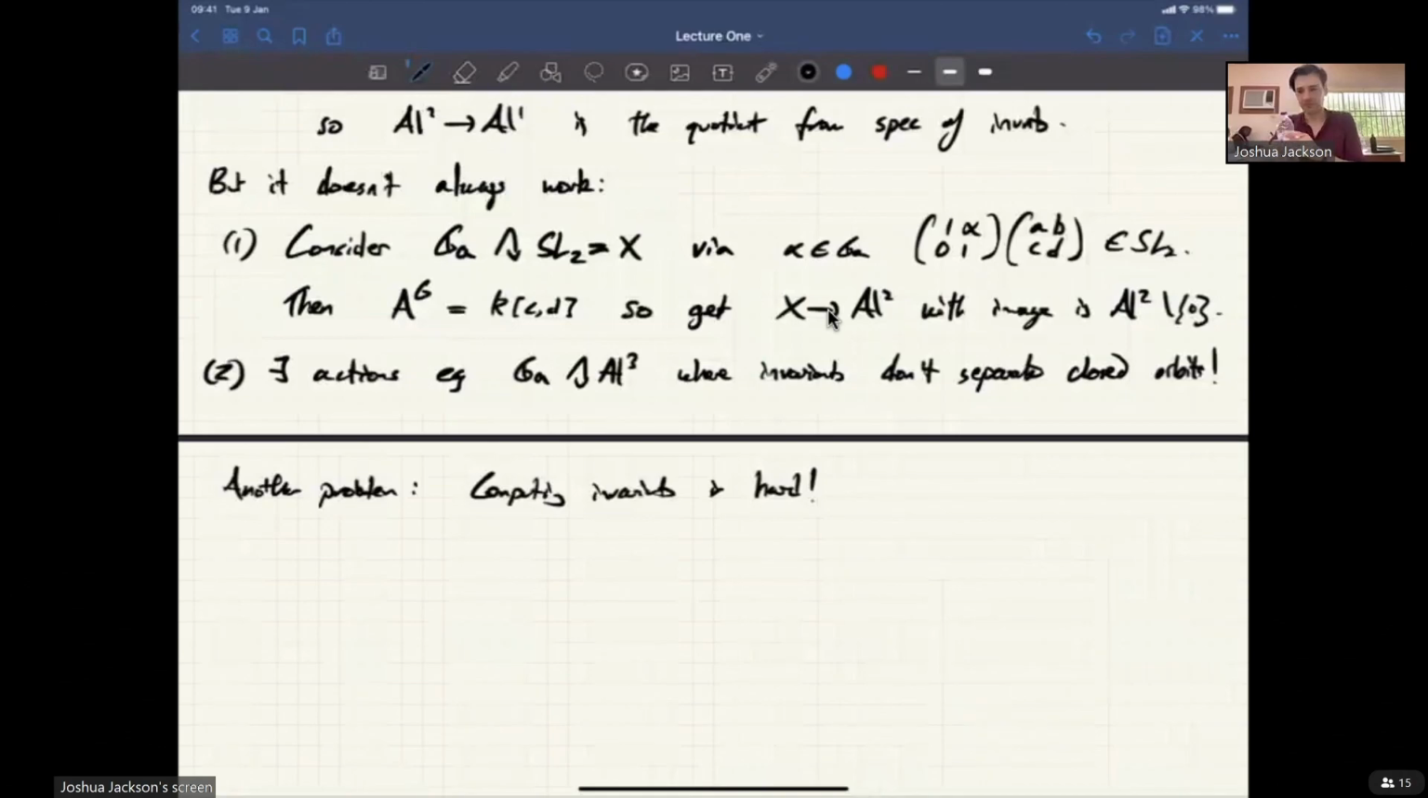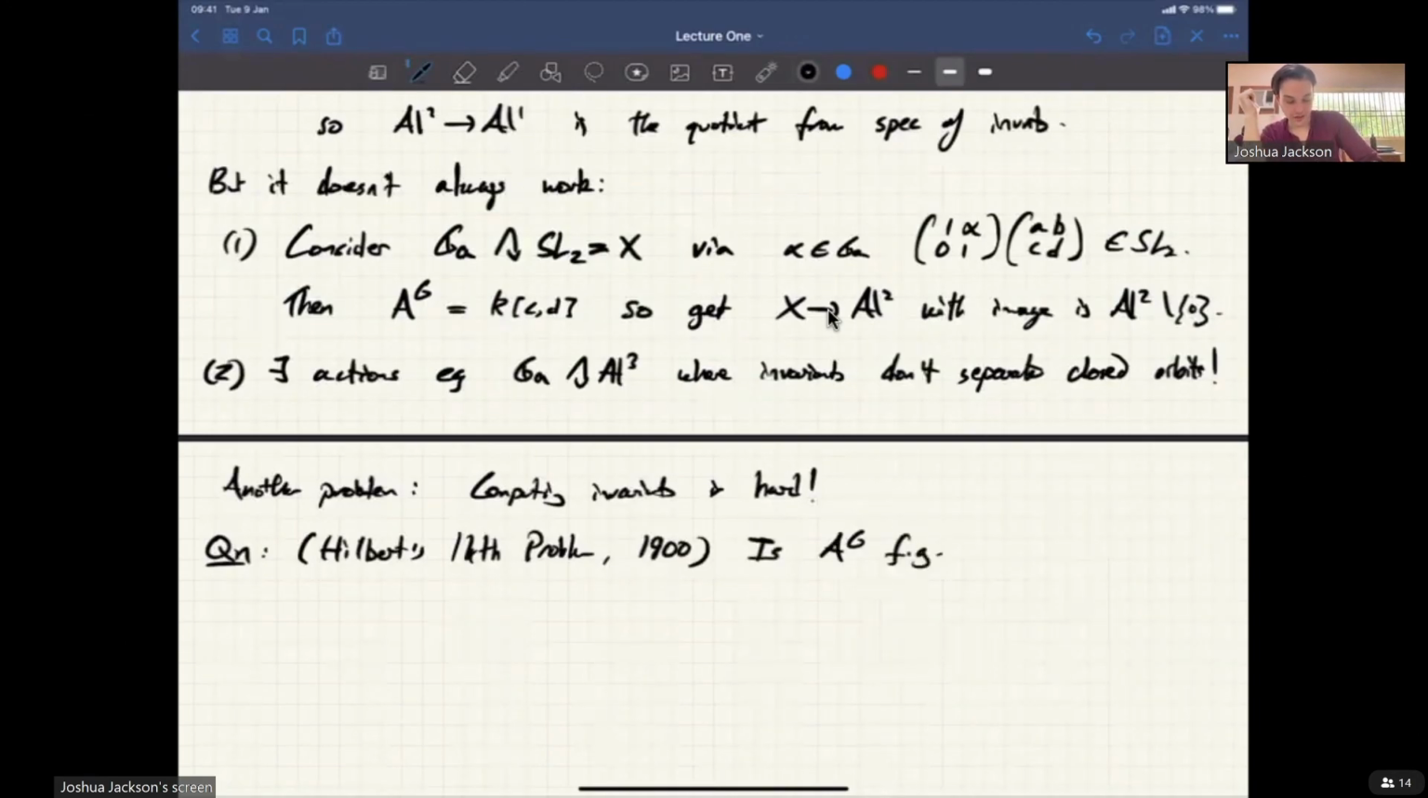Which leads me on to the next thing, which is another important question at the heart of this subject. This is Hilbert's 14th problem, which was posed in, I think, 1900. Okay, and the question is: is A^G finitely generated if A is finitely generated? So this is slightly different from the formulation that Hilbert actually gave. I think he posed it in terms of polynomial rings and function fields, but essentially the question is, if I have, say, a finitely generated integral K-algebra and I have a group action on it, then are the invariants always finitely generated?